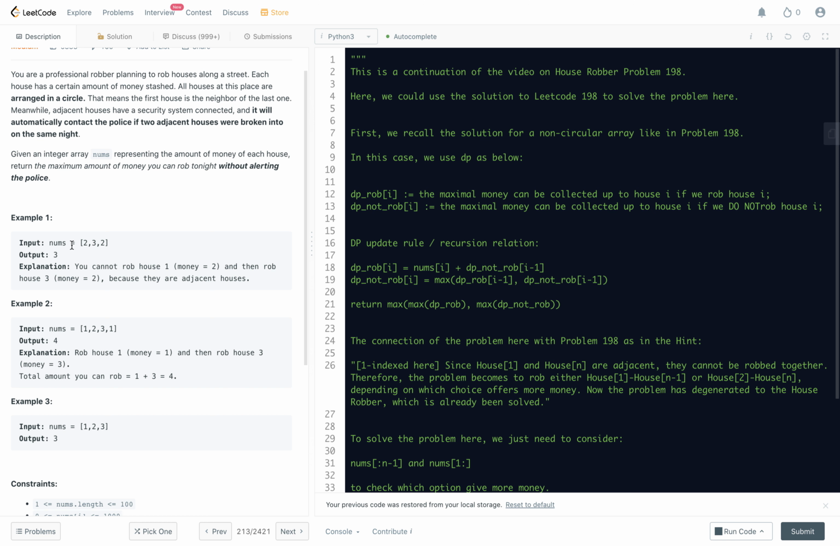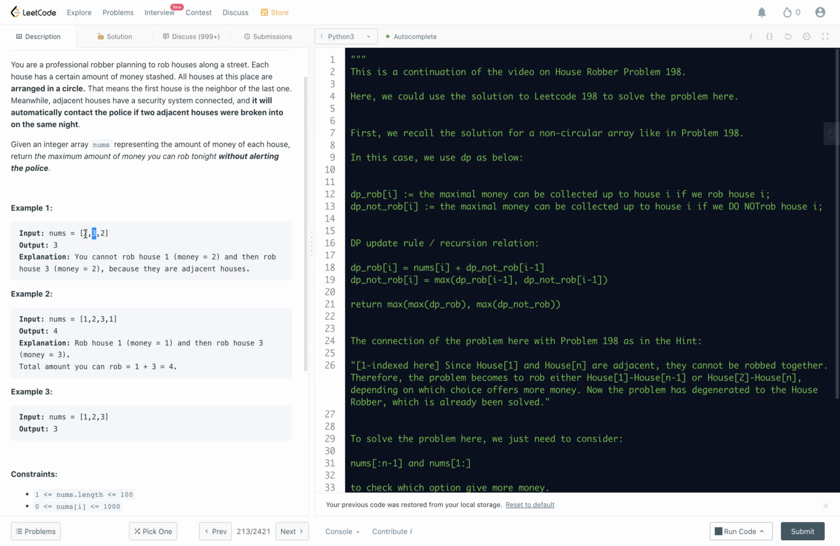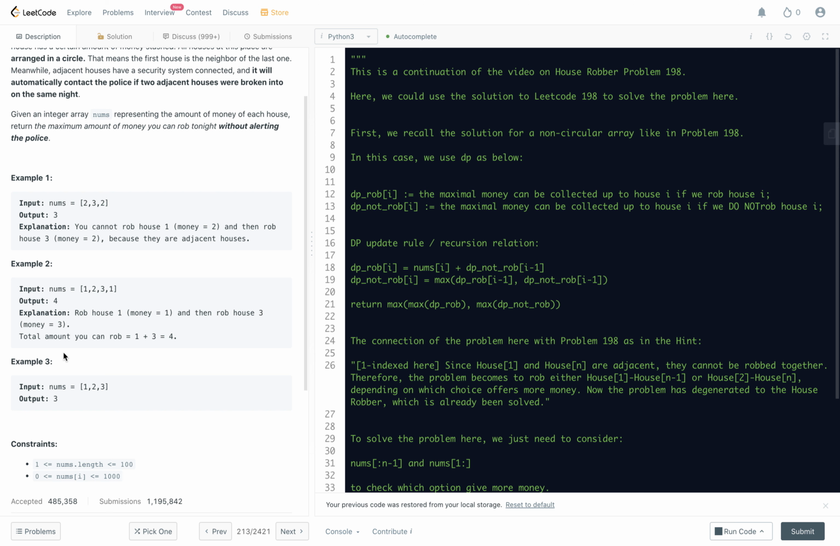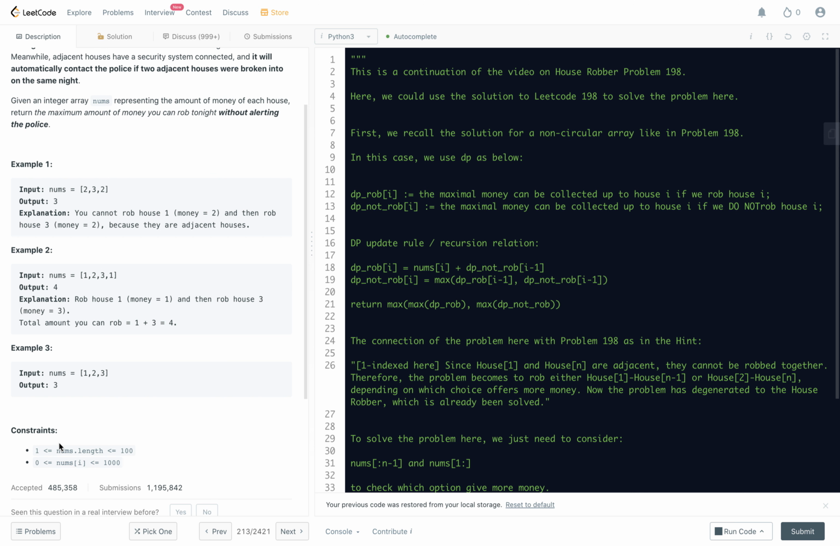Here in this problem, there are three examples. In example 1, the output is 3. So we can rob the second house. Then afterwards, we cannot rob the neighbors. Also we cannot rob 2 and 2 because the head and tail are connected. So that's example 1. We are not going to explain the next two examples.